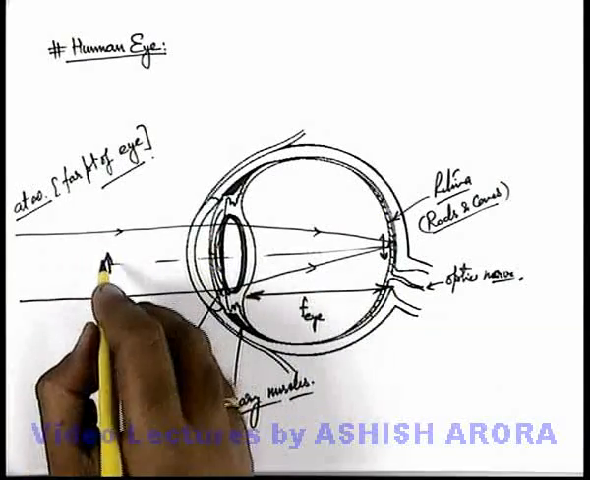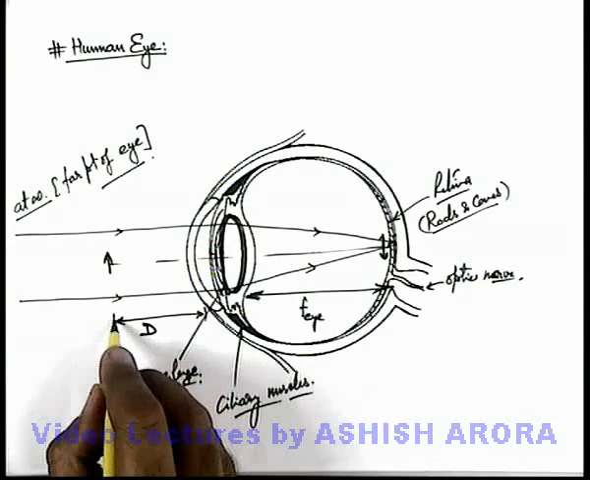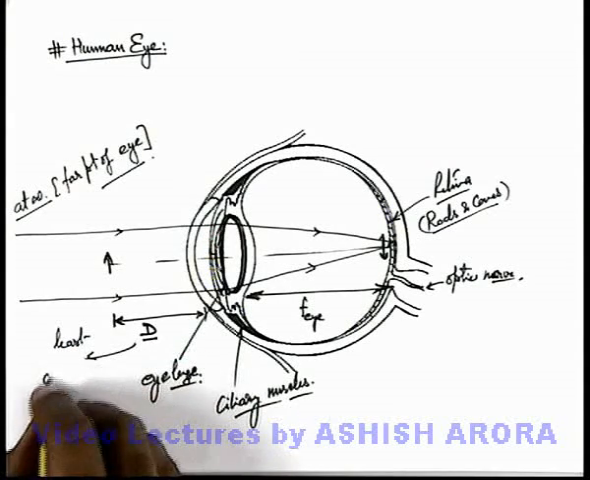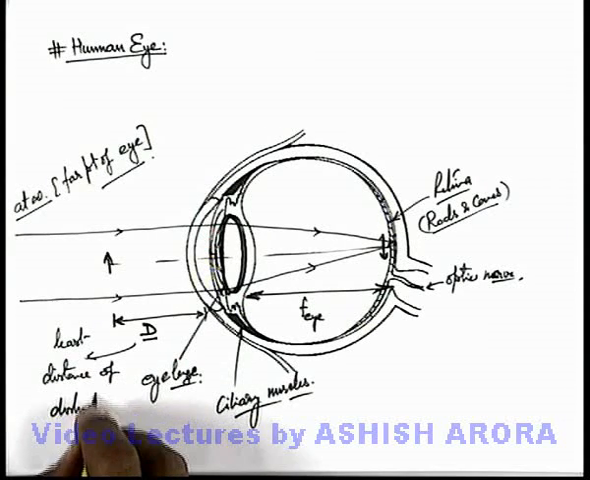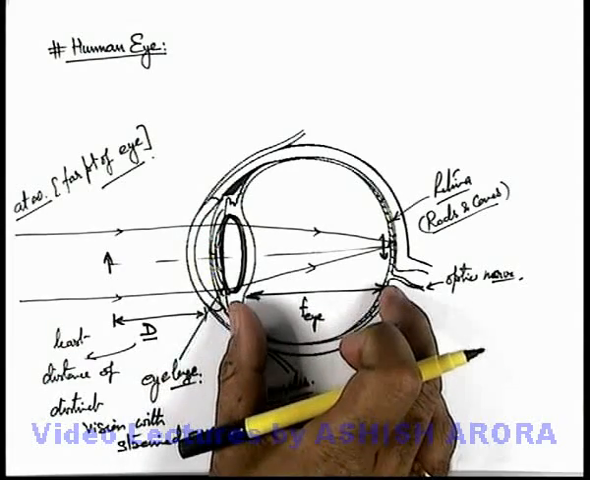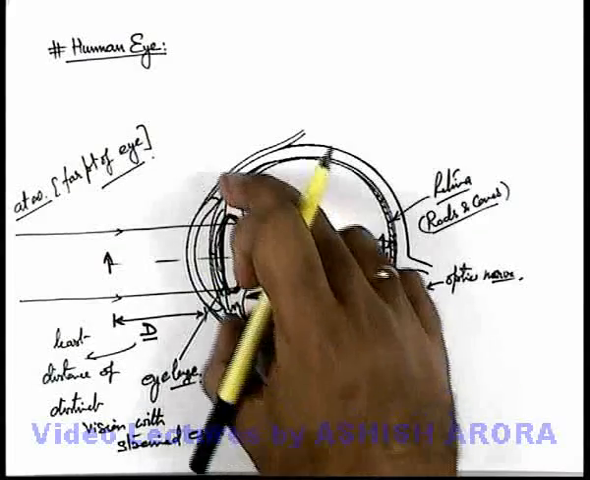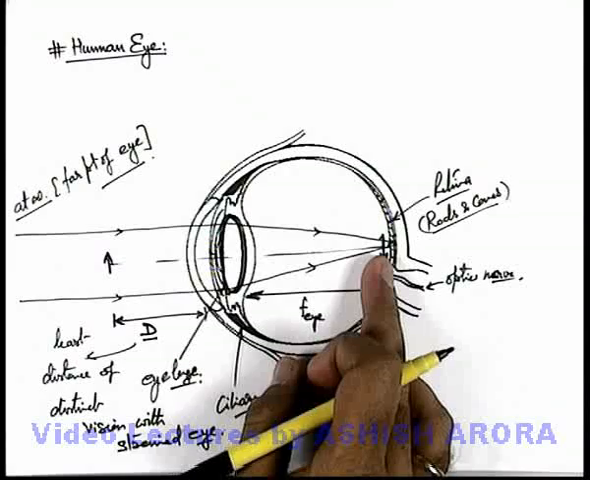When the object is brought closer, there is a distance which is called the least distance of distinct vision, which is denoted by D. This D we call the least distance of distinct vision with the strained eye, because as the object gets closer, the ciliary muscles compress the lens and its focal length reduces, due to which the final image is obtained on the retina.